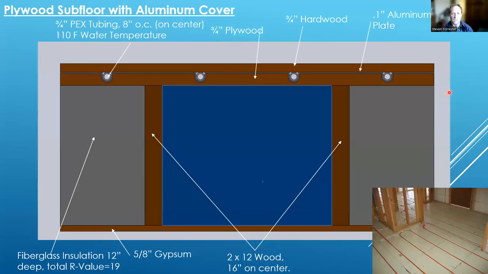So then the next one is that plywood subfloor with aluminum cover. Pretty much a standard, same type of system. Subfloor, I call it 3/4. I think that's an error in the slide, but it's a little bit thicker here because that's just the way the subfloors are built. But again, this is the tubing impregnated in that aluminum skin that goes over the subfloor. So it's right up next to where the finished floor is going to be.